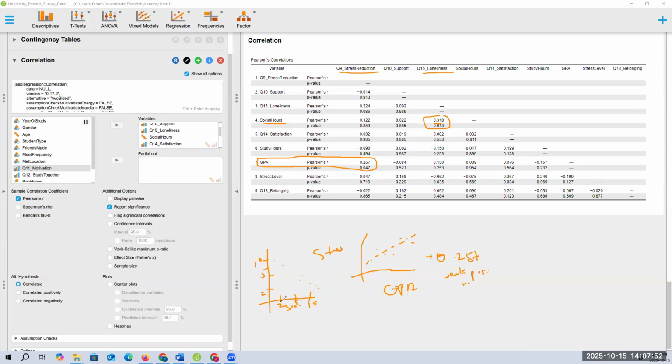So the more lonely you are, the less social hours you have. That makes sense. That would be a moderately negative relationship, and it's significant. The more lonely you are, the less social hours you have. Now let's look at support. Is anything significant for support? No, nothing for support. So that's it for an explanation for the correlation part.